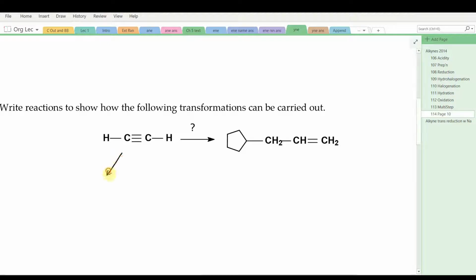If we add very strong base, sodium amide, its pKb is -21. That's strong enough to deprotonate this very weak terminal hydrogen, which is weakly acidic. 25 is the pKa. Here's the acid-base mechanism. The base removes the hydrogen ion. A pair of electrons stay behind. We'll form sodium acetylide.